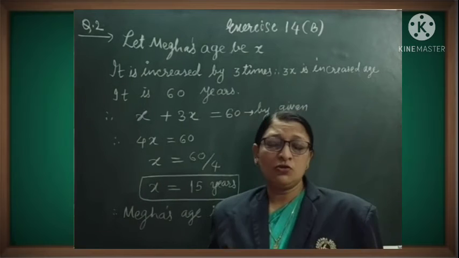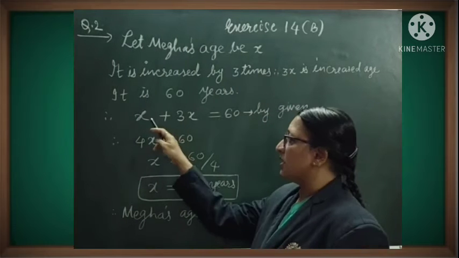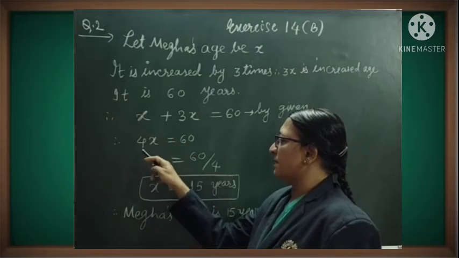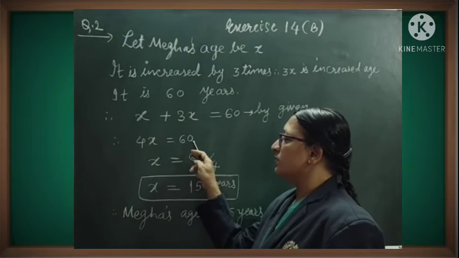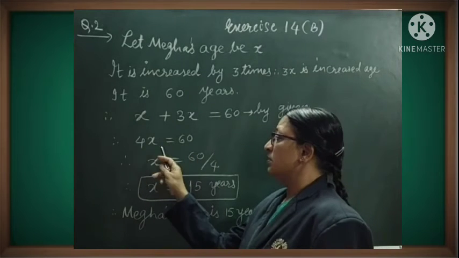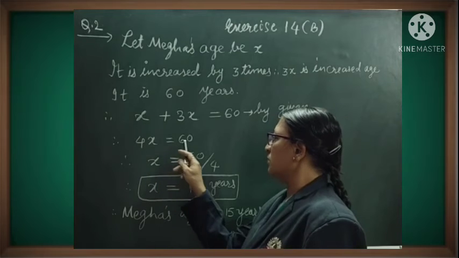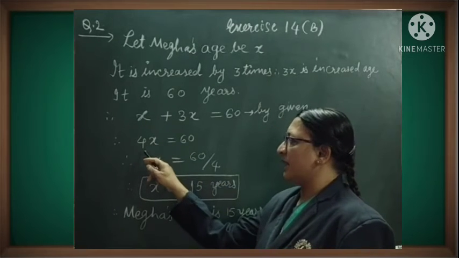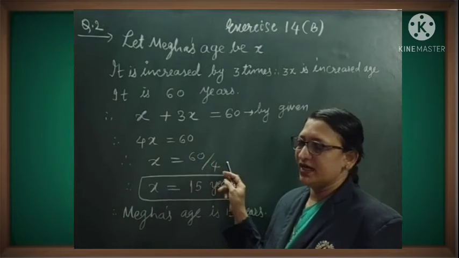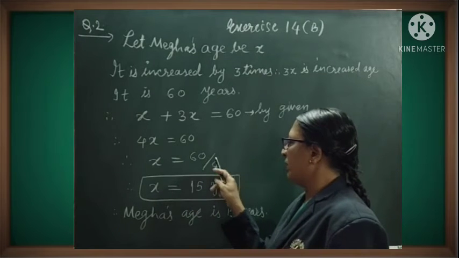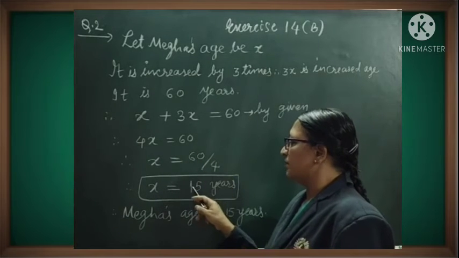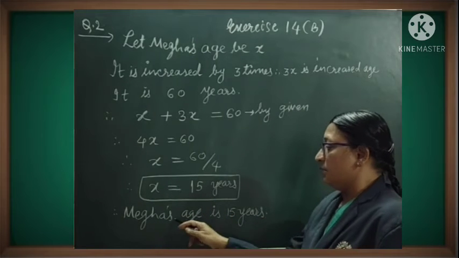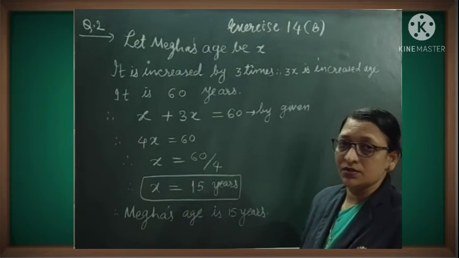Now we will go for solving this equation. x plus 3x is equal to 4x. So in the next step we get 4x equal to 60. Hence value of x is equal to 60 upon 4. Since here 4 is multiplied by, on transposing it will become divided by. So 4 ones are 4, 4 15s are 60. So x is equal to 15 years. So we can write down here Megha's age is 15 years.